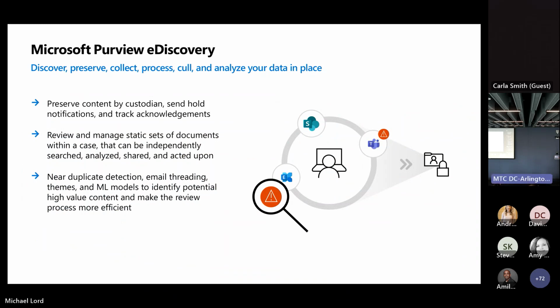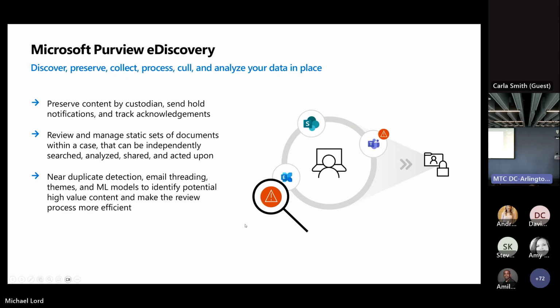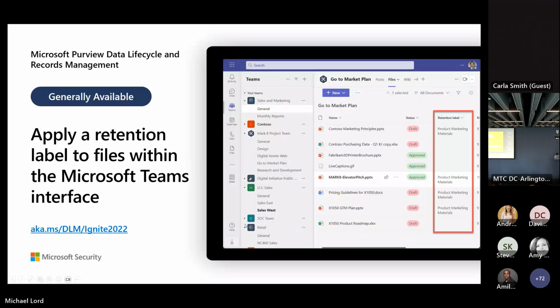So also circling back on the retrieval, just once again, we're going to discover, preserve, collect, process, cull. We've got that pull through here, and using a machine learning model to drive that forward. So what's coming? What's happening? What are we talking about?